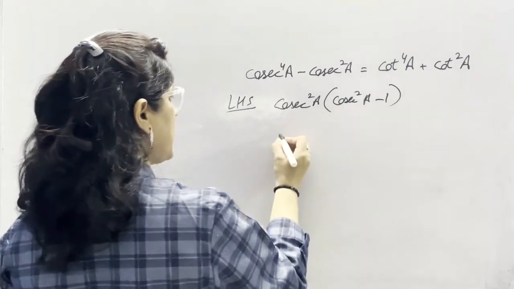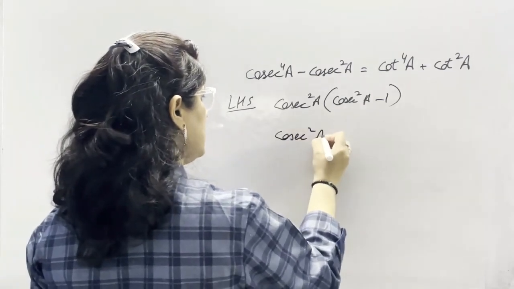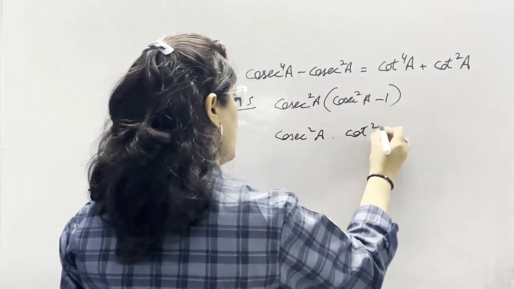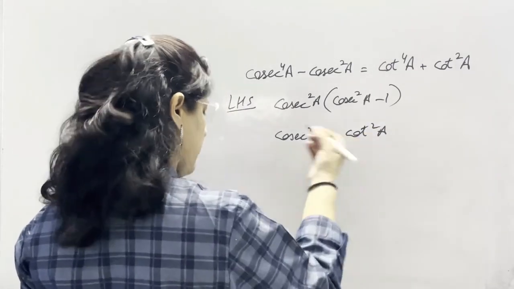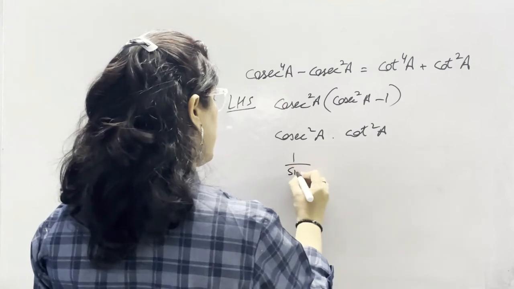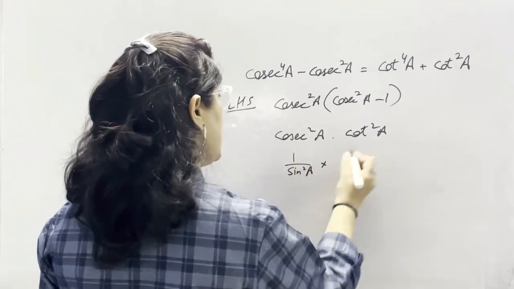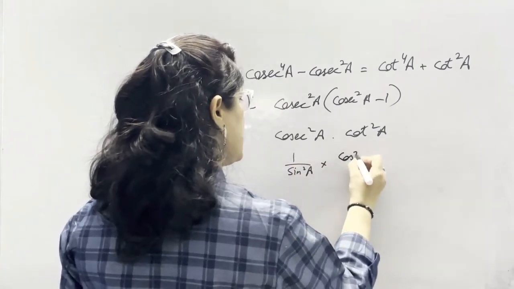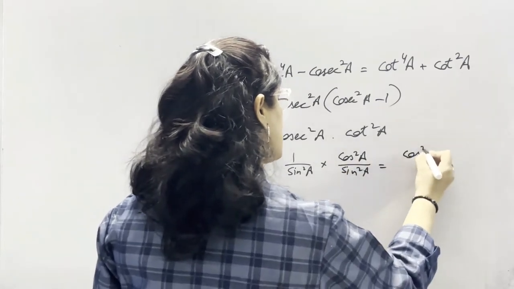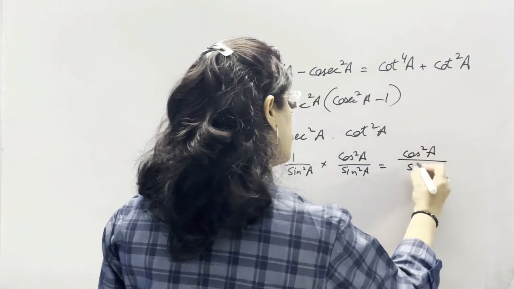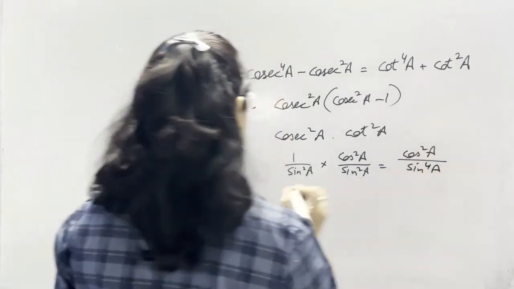Now cosec square A minus 1 is equal to cot square A. So cosec square A into cot square A. If we want to simplify, we can further simplify it by writing sin square A, and cot square we can write as cos square A upon sin square A. It means cos square A upon sin to the power 4 A is our LHS.